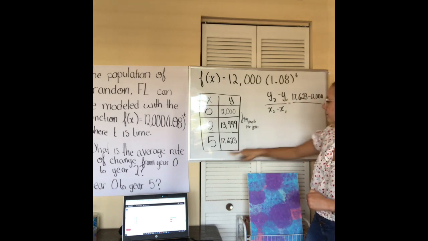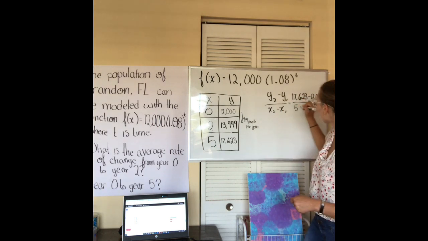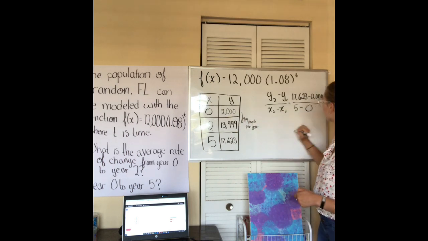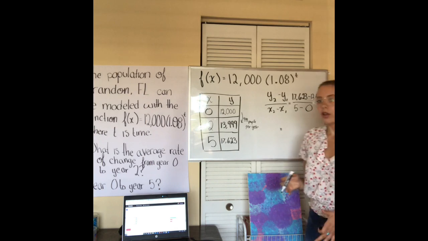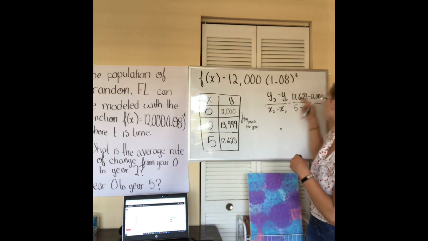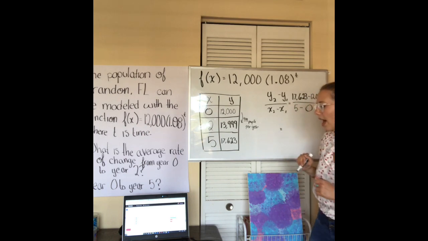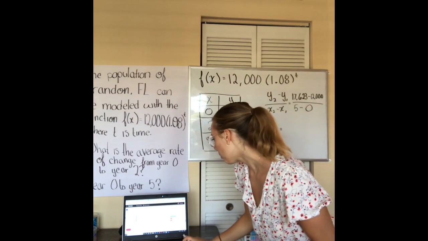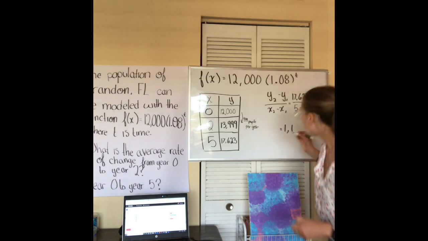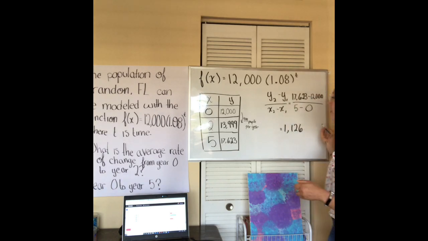Over our x2 is 5 minus our x1 is 0. So I'm going to subtract the tops, subtract the bottoms, divide the top by the bottom, and I end up with 1,126 people per year.